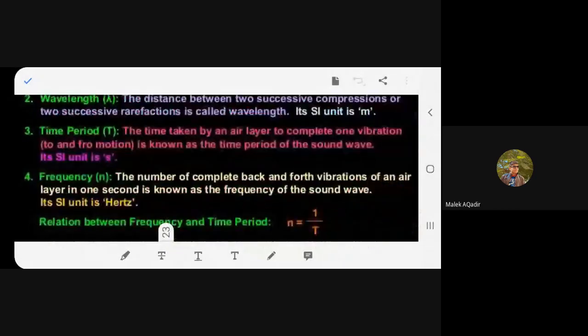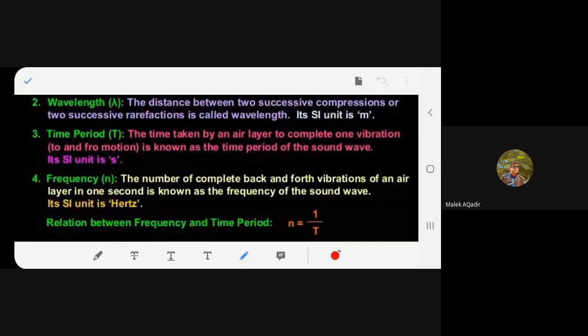Now time period. Now in 1 second, for example, this is the pendulum, right? The pendulum is moving to and fro. To is this one and fro is this one, isn't it? It's like a swing. So in 1 second, how many oscillations take place? How many vibrations? So one vibration, how much time does it take? That is called time period.